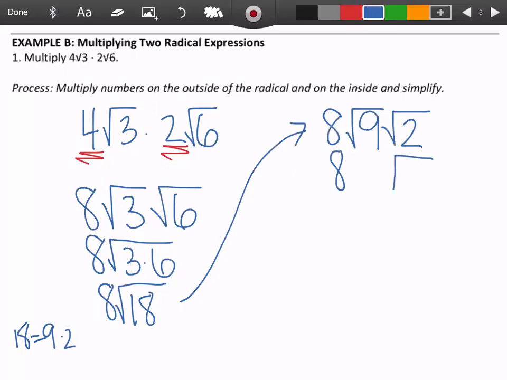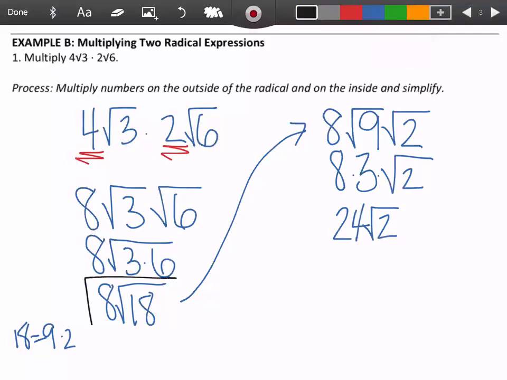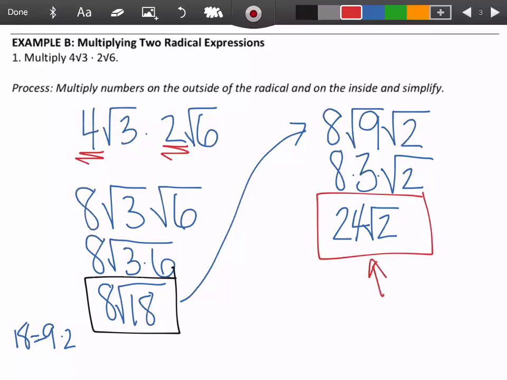Square root of 2 does not simplify further, but square root of 9, if we were to type that into our calculators, or if we were to think backwards, what number times itself gives us 9, we would get 3. So then we can simplify this further. 8 times 3 is 24 square roots of 2. That's a challenging one because a lot of times people leave it earlier and they forget that they have to simplify it further. Our final answer is here.